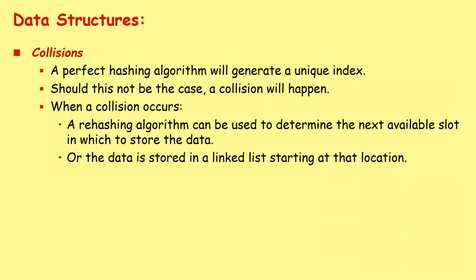Collisions. A perfect hashing algorithm will generate a unique index. Should this not be the case, a collision will happen. When a collision occurs, a rehashing algorithm can be used to determine the next available slot in which to store the data, or the data is stored in a linked list starting at that location.